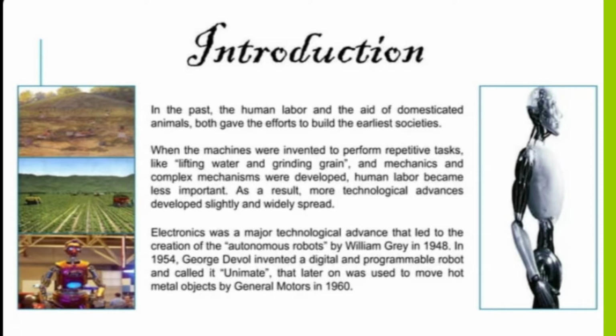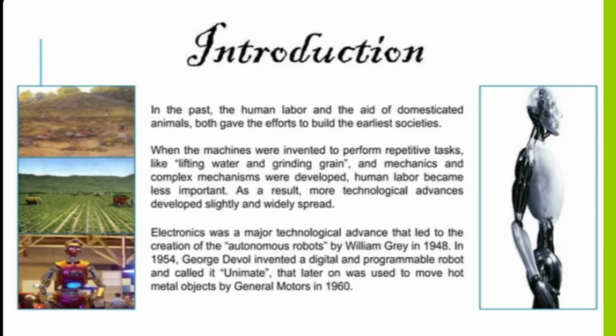In the past, human labor and the aid of domesticated animals both gave the effort to build the earliest societies. When machines were invented to perform repetitive tasks like lifting water and grinding grain, and mechanics and complex mechanisms were developed, human labor became less important. As a result, more technological advances developed and spread widely.